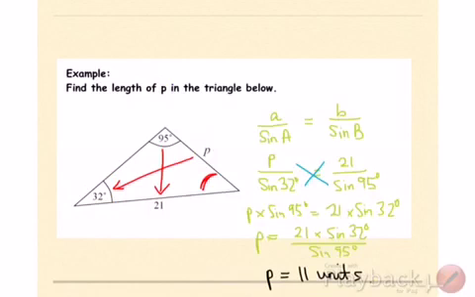Just quickly, I want to remind you, the reason that I'm using A over sine A and B over sine B is because if I keep my side, the unknown, on top, I just have less algebra to do. That's all it is. If I'm trying to find an angle, I can still use this formula, but I'll have to rearrange it again to get the angle on its own.